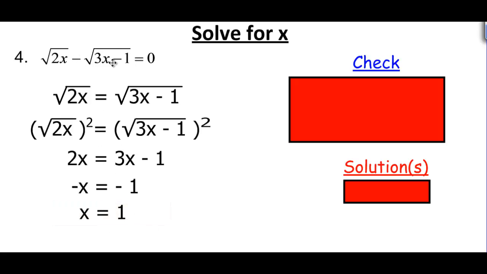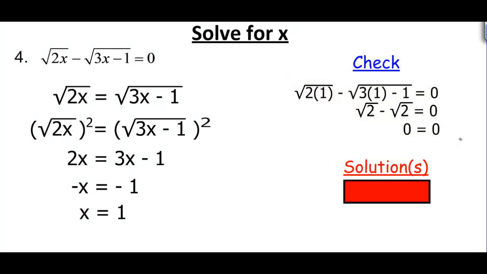But now let's double check and make sure this works. Again, I want to make sure that the left side is equal to 0, so I'm going to substitute in 1 anywhere I see an x, and just work through the algebra. I get root 2 minus root 2, which is 0. Since both sides are equal, I can say that x equals 1 is my solution.